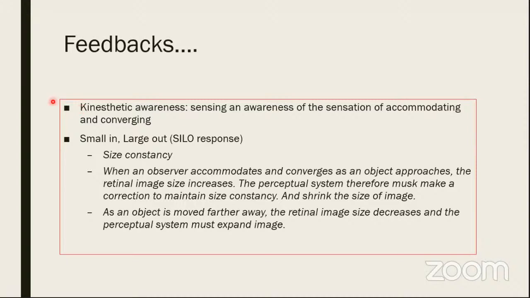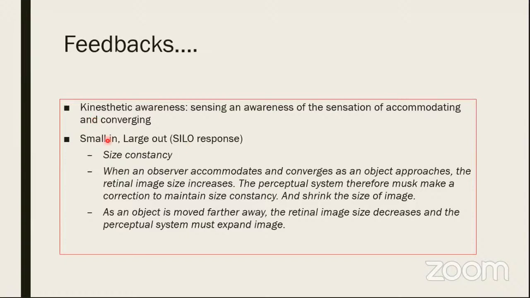And the next feedback mechanism is kinesthetic awareness. Awareness means whether the patient is accommodating, converging, the feeling of stimulating the accommodation, and the feeling of relaxing the accommodation. Okay, these are the feedback mechanisms we especially utilize in the versions as well as accommodation activities.